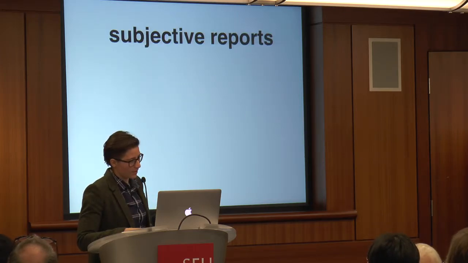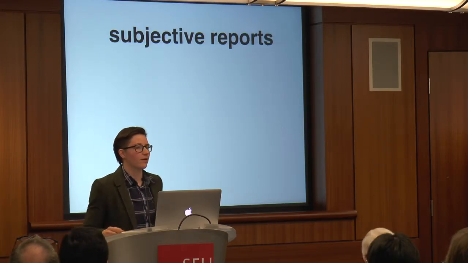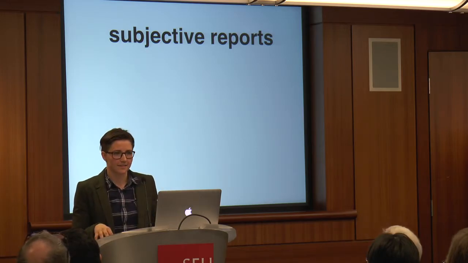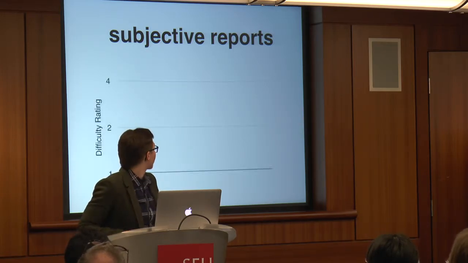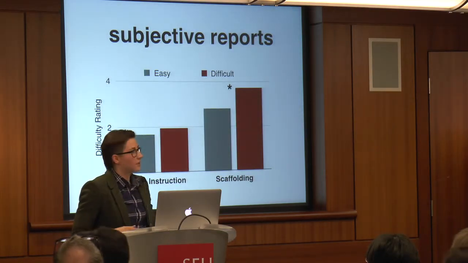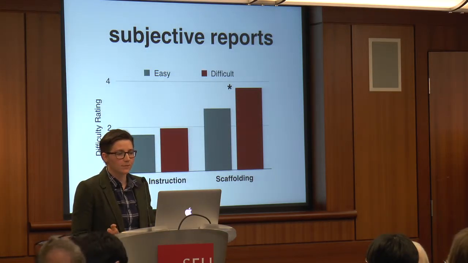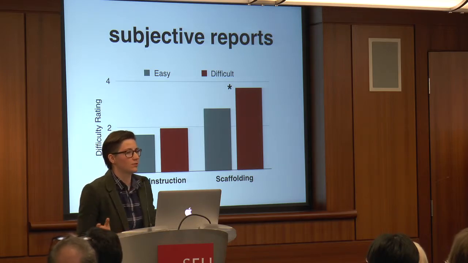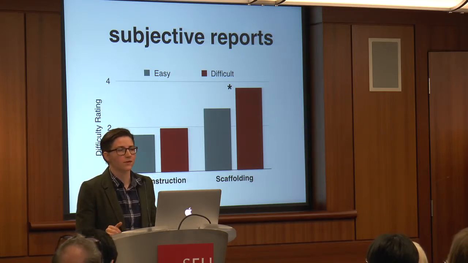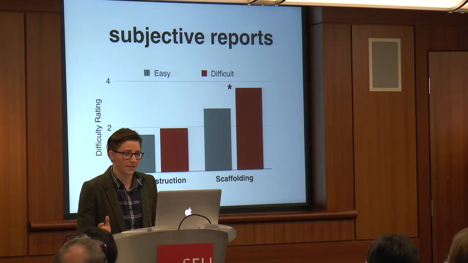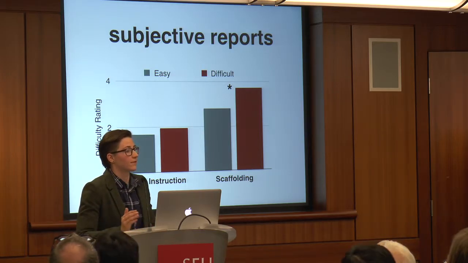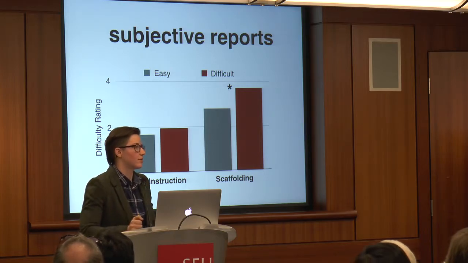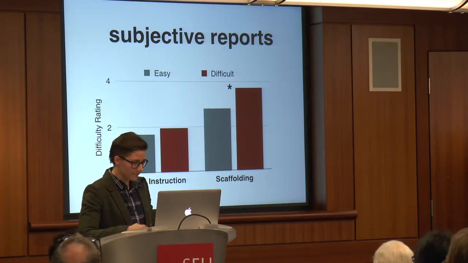The next step was to look at the subjective reports, because we want to know first, did they sense the differences in difficulty in our difficulty manipulations? So for the instruction phase, which is where the language was manipulated, they reported no significant differences. So the students themselves were not able to pick up on the differences in the language. However, for the scaffolding phase, which is where they had to answer open-ended questions versus true-false, they actually rated the open-ended questions as being much more difficult.